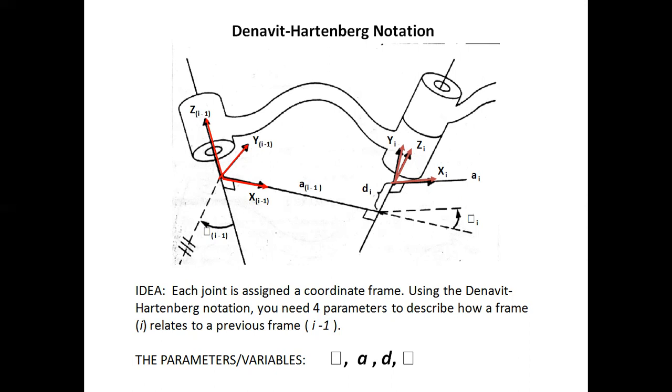In this convention, coordinate frames are attached to the joints between two links. One transformation is associated with the joint, and the second is associated with the link. So the coordinate transformations will consist of n links. Using the derivation, we have four parameters which describe frame i related to the previous frame i minus 1. So we are using these notations.